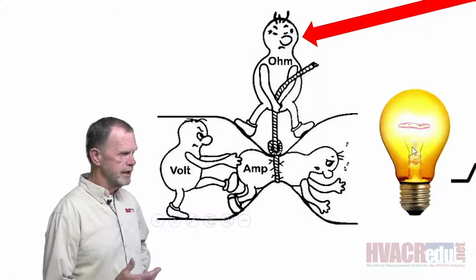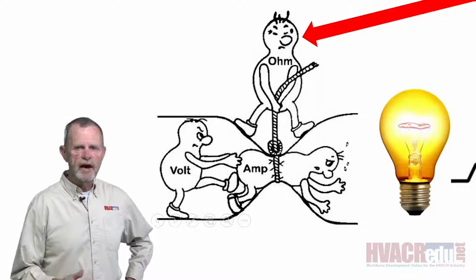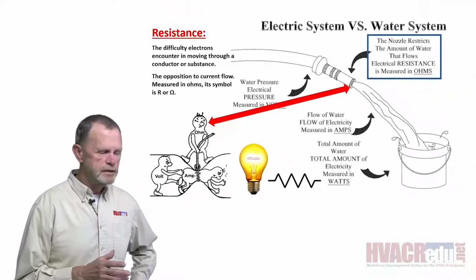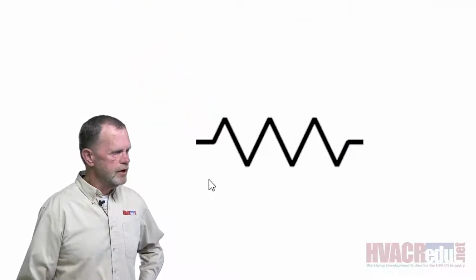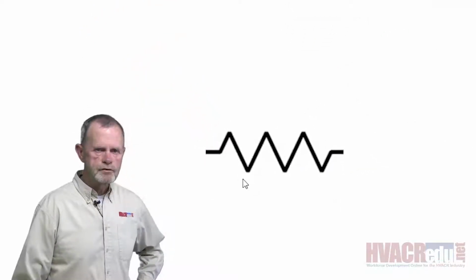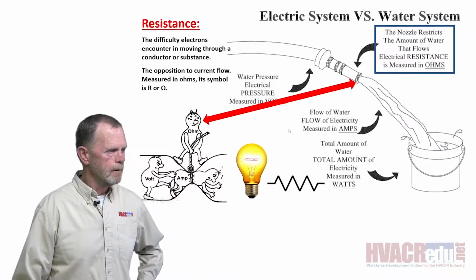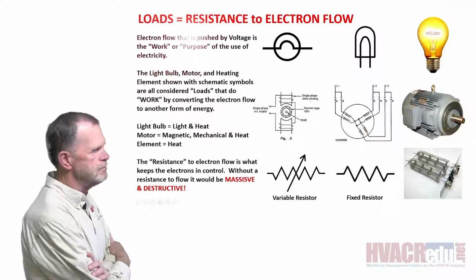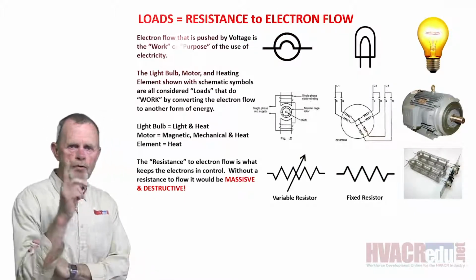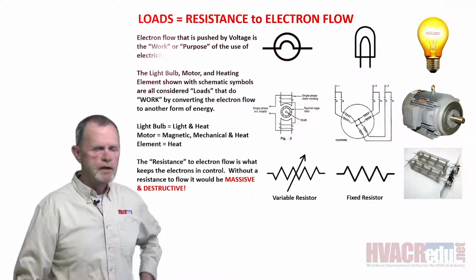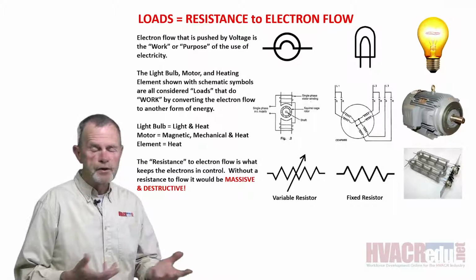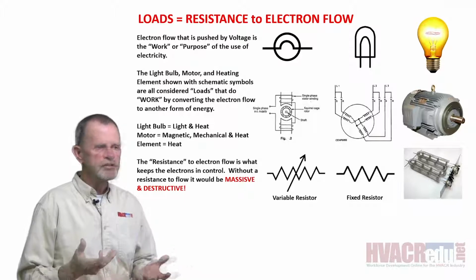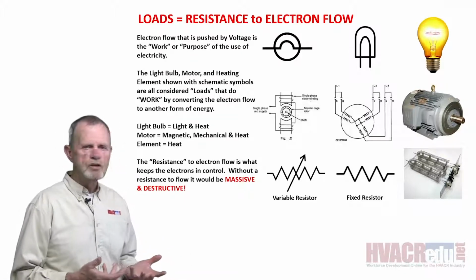The light bulb, in this case, is a very simple illustration, but that is a load. You put a light bulb in a potential difference situation and it's going to light up, okay? This symbol right here, the zigzaggy thing, that's the electrical symbol for a resistive load, okay? Loads equal resistance to electron flow. Electron flow that is pushed by voltage is the work or the purpose of the use of electricity. If we don't have a load to do something with the electrical energy, then why do we use electrical energy? Every circuit that you ever work on will have a load in it, okay?